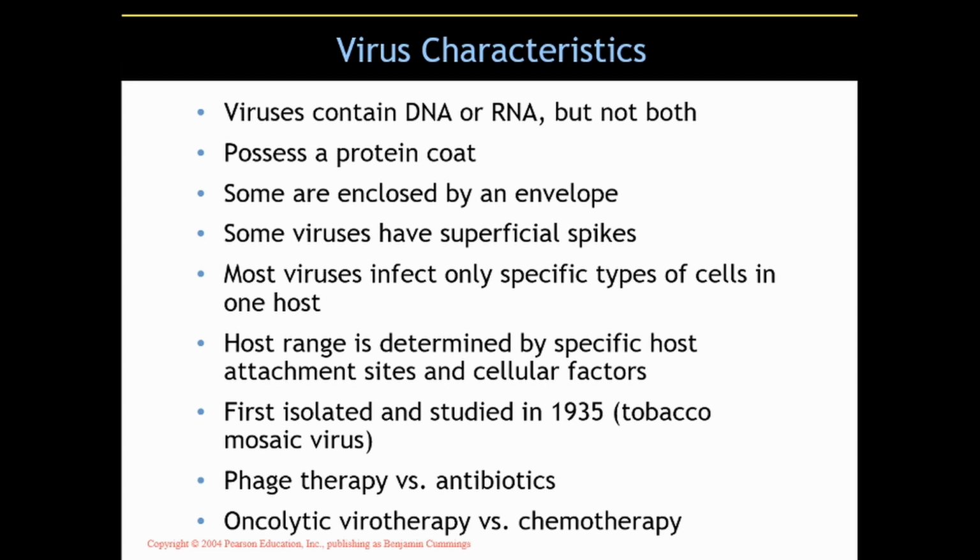The tobacco mosaic virus was first isolated and studied in 1935. That's when it was first understood that there was this viral particle, and they didn't quite know what it was. So they called them viruses, which comes from the Latin word meaning poison. They thought it was some kind of poisonous substance, and didn't know what it was. The tobacco mosaic virus, it was first begun.